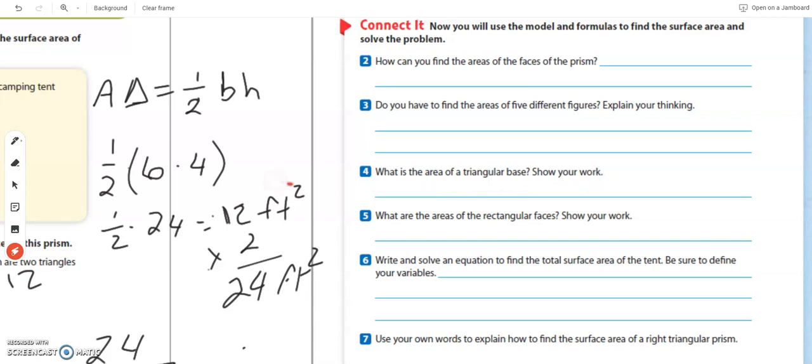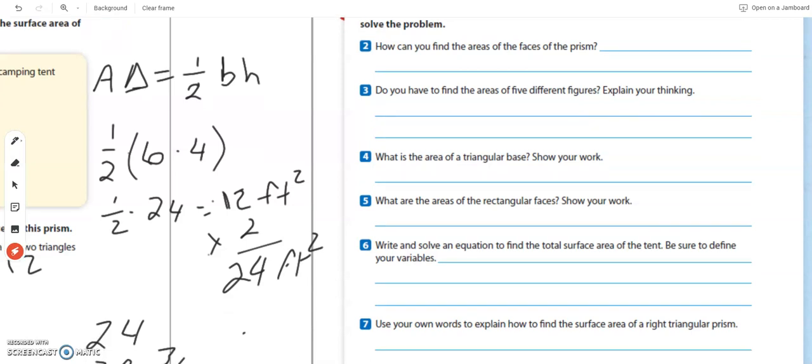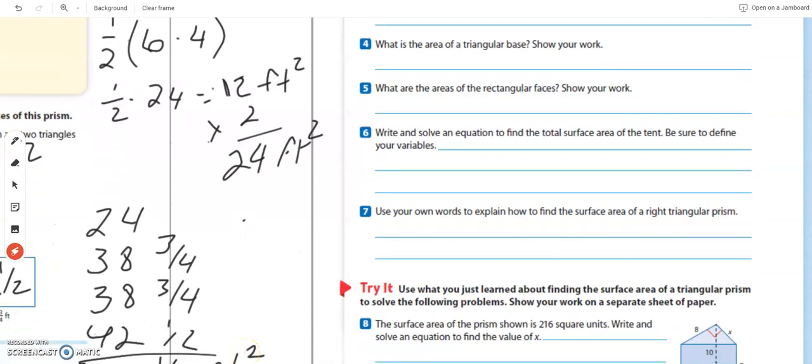So what is the area of the triangular base? Well, we came up with that right here. It was 12 feet squared, and the work's over here. What was the area of the rectangular sides? The rectangular sides were this 38 3/4, 38 3/4, 46 1/2. And I already erased my work.